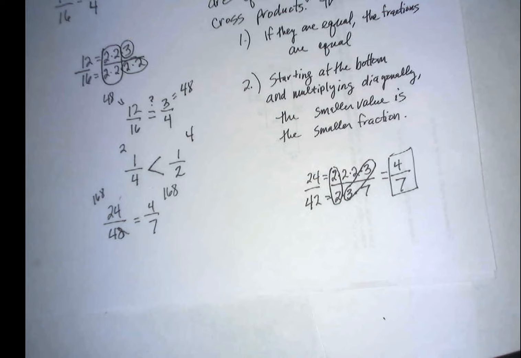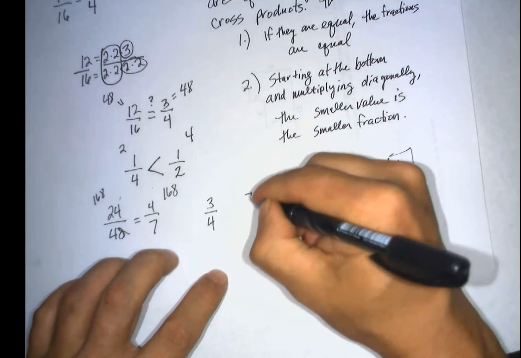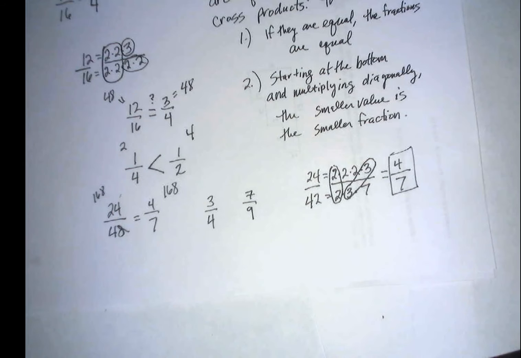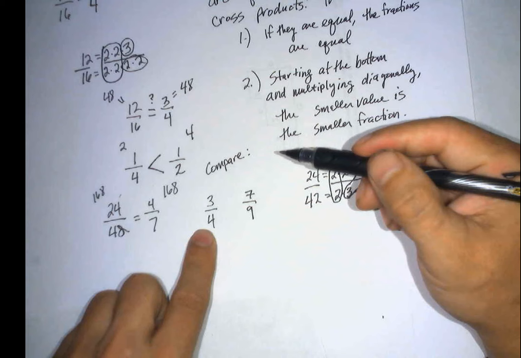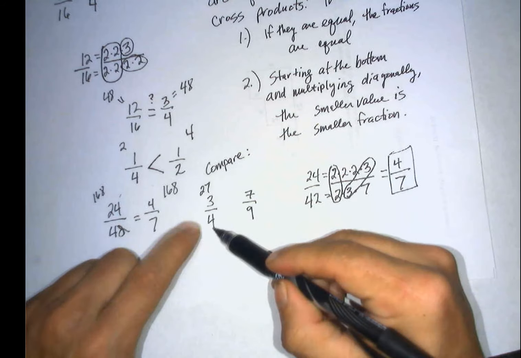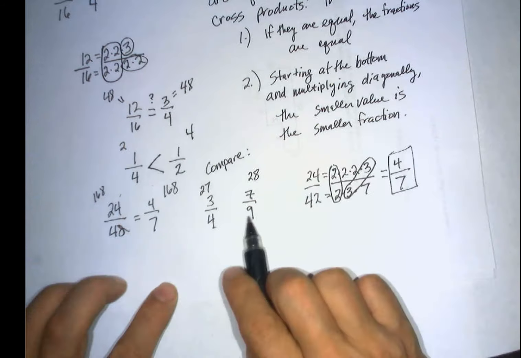Let's look at another example. 3/4 and 7/9. Are these equal? And if not, how do you compare them? We'll just compare these two. So we start at the bottom. 9 times 3 is 27. And 4 times 7 is 28. So 27 is less than 28. So 3/4 is smaller than 7/9.